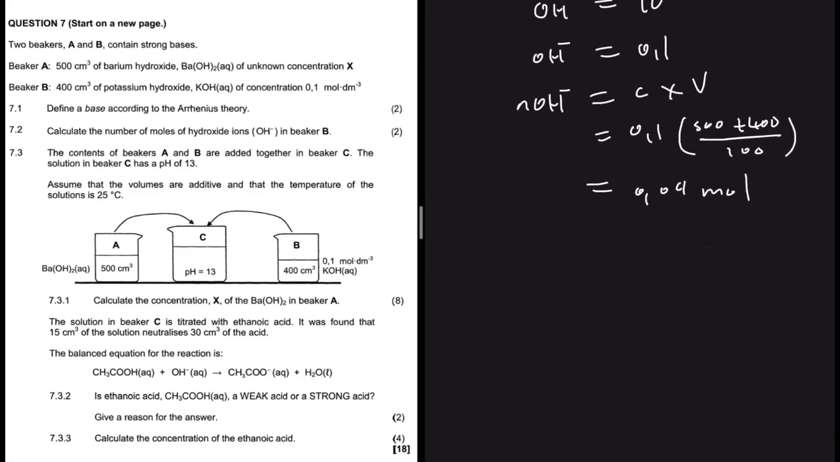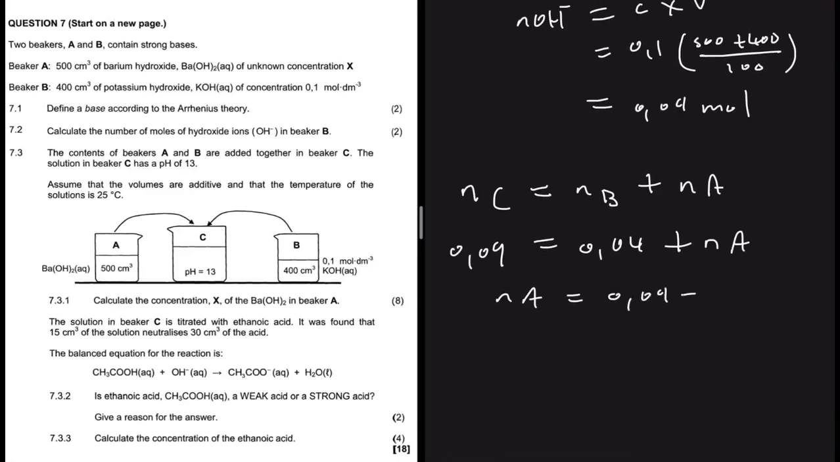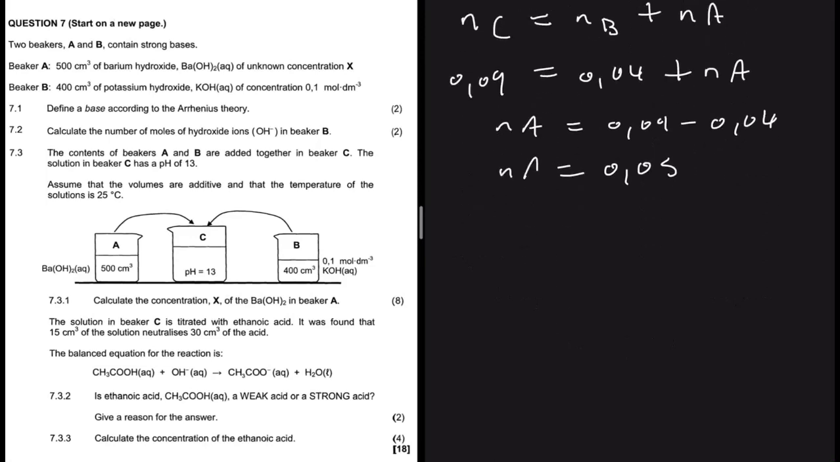0.09 moles, right? So now we have the number of moles of beaker C, which is equal to the number of moles of beaker B plus the number of moles of beaker A. The number of moles of beaker C is 0.09. The number of moles of beaker B is what we calculated in 7.2, and that was I think 0.04, right? And then plus the number of moles of beaker A. So the number of moles of beaker A will be equal to 0.09 minus 0.04, which is equal to 0.05. So now we have the number of moles in beaker A.